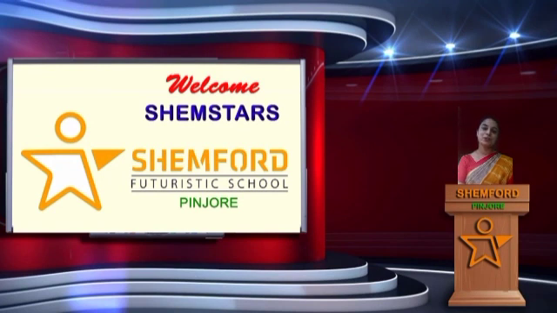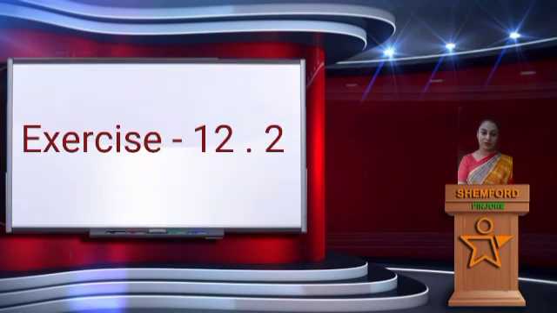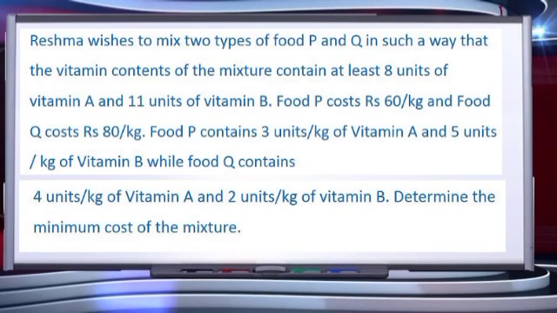Students, today we are starting with exercise 12.2, and this exercise is very important for the 5 marks questions. Its first question is: Reshma wishes to mix two types of food, P and Q, in such a way that the vitamin content of the mixture contains at least 8 units of vitamin A and 11 units of vitamin B.